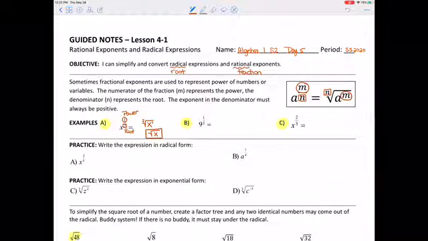For part B, sorry, my dog's growling, you'll just have to ignore it.